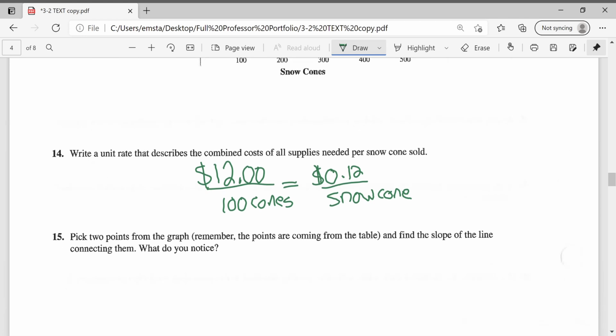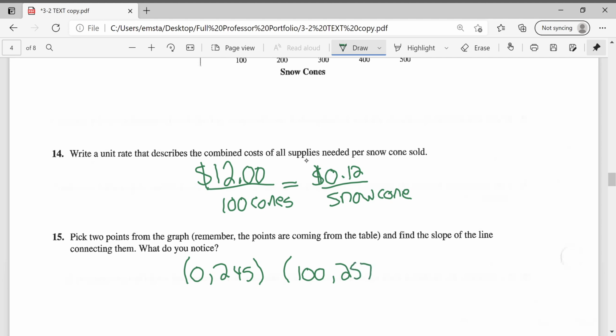Number 15 says pick 2 points from our graph or the table and find the slope connecting them. So let's use the 0, 245. Smaller the numbers I can use, the better usually. And then 100 snow cones cost me, I turn back and look at my chart, $257.